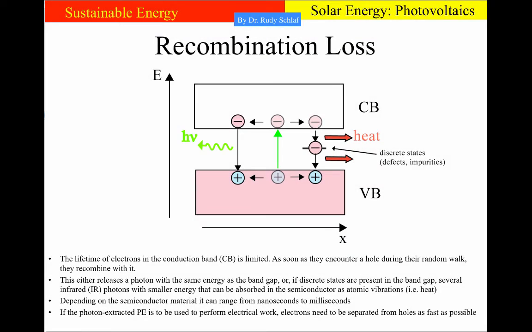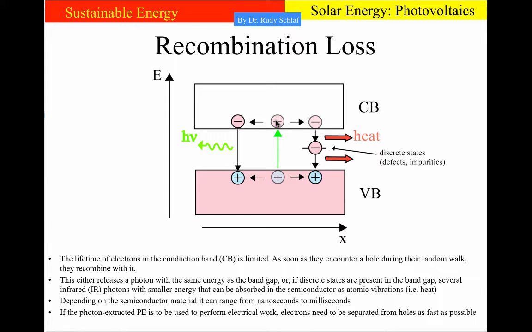Another major part of energy losses in solar cells is the so-called recombination loss. This phenomenon reduces the number of electron-hole pairs before the electrons and holes can be separated and sent through the load. This is shown schematically here.